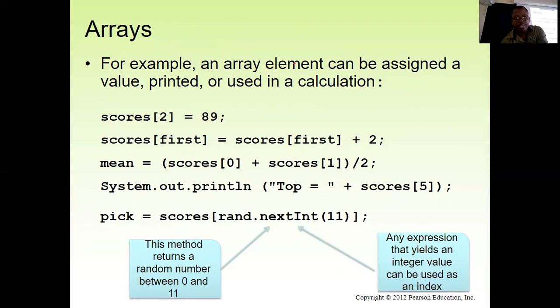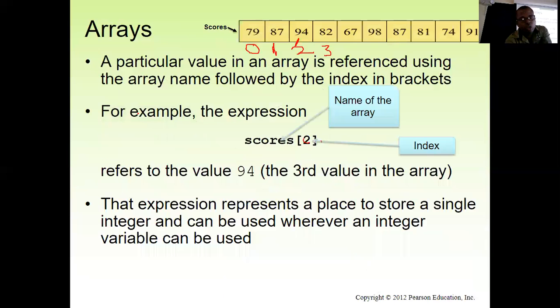Now, remember I was telling you that if you want to put something in an array, you have to make sure you create the space. So if we did scores position 2 is equal to 89, 89 will be put into position 2 of scores. What is going to end up happening is that the value inside of position 2, which is 94, is going to be overwritten. See that?